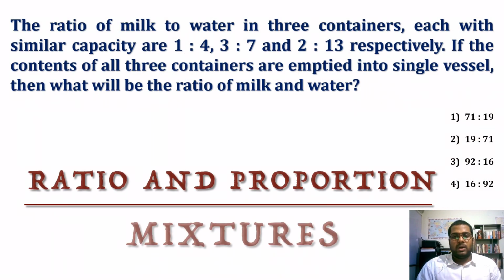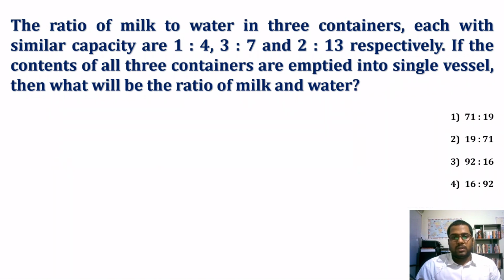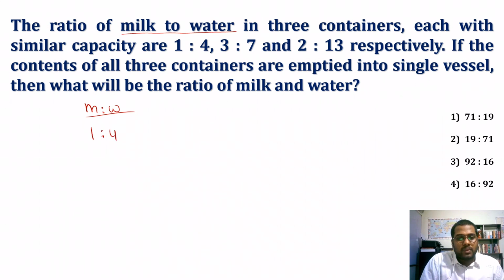The ratio of milk to water in 3 containers, each with similar capacity, are 1:4, 3:7 and 2:13 respectively. If the contents of all 3 containers are emptied into a single vessel, then what will be the ratio of milk and water? Okay, the ratio of milk and water given in 3 containers, milk to water, is 1:4, 3:7 and 2:13 respectively, and the contents of all 3 vessels are emptied into a single vessel.